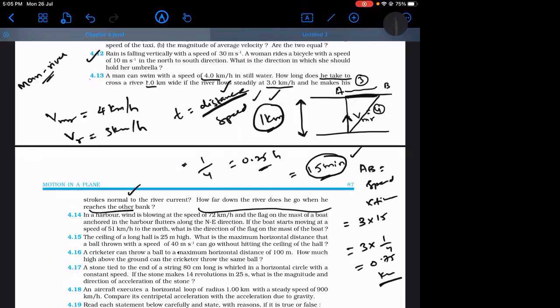Sir, could you repeat the second part? See, this is the question. Did you understand the question? How far down the river does he go when he reaches the other bank? It is because of this 3 km/h that he is able to get drifted by this value. And he is getting drifted in this direction for a duration of how much? For 15 minutes or 1/4 of an hour. So 3 km/h into 1/4 of an hour will give you 0.75 kilometers. Understood, sir.